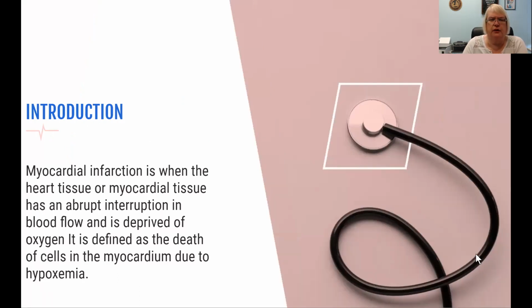So a myocardial infarction is when the heart tissue, or the myocardial tissue, has an abrupt interruption in the blood flow and is deprived of oxygen. It is defined as death of the cells in the myocardium due to hypoxemia.